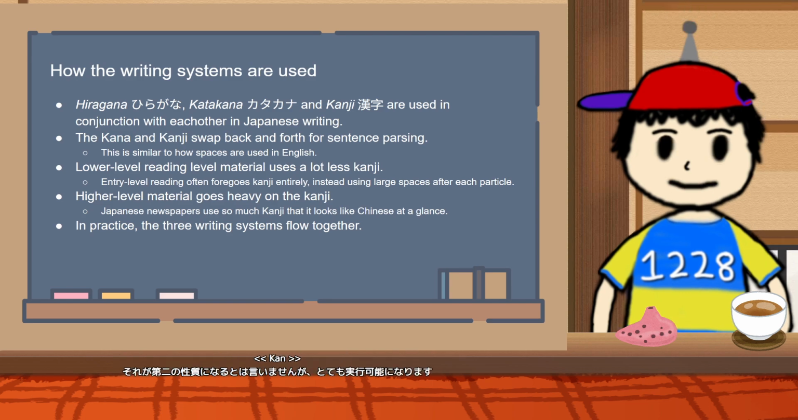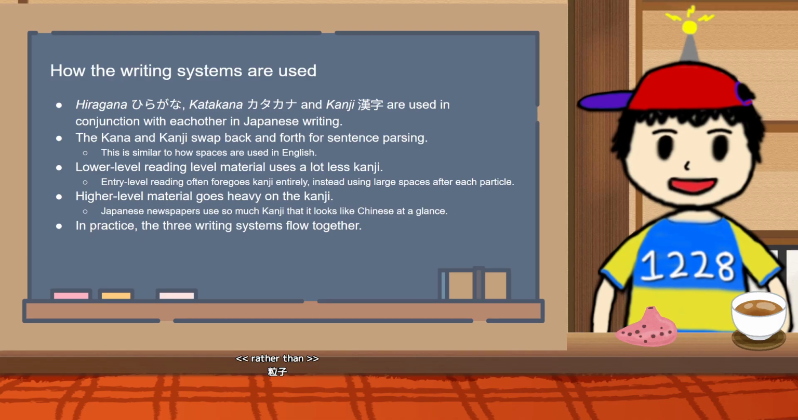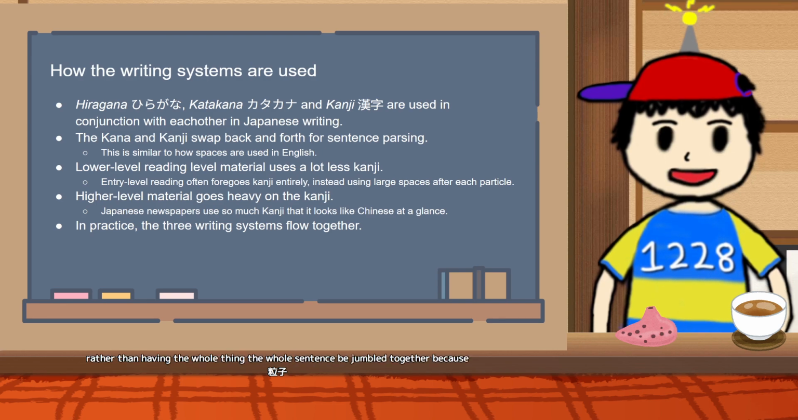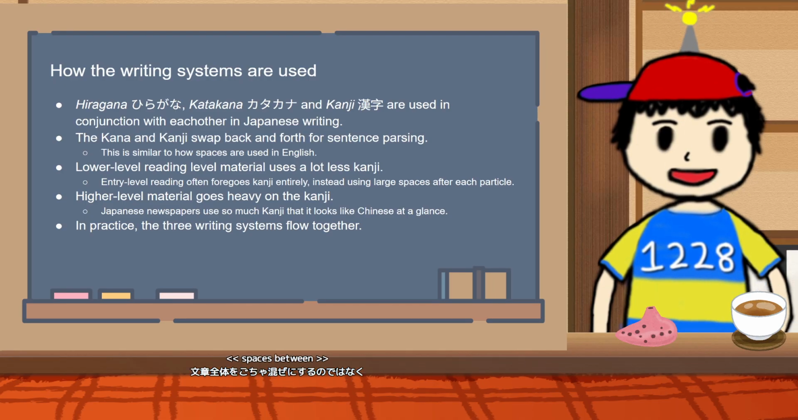Touching back on kanji, lower level reading material uses less kanji. And you may notice that lower level reading material, or stuff based for all ages, because the common denominator is so low, they actually do use spaces between each particle. Had to say that right. Rather than having the whole sentence be jumbled together. Because in native Japanese text, they don't use spaces like we use spaces in English. When I say spaces, I mean the space bar on your keyboard. Spaces between words. Japanese doesn't do that.